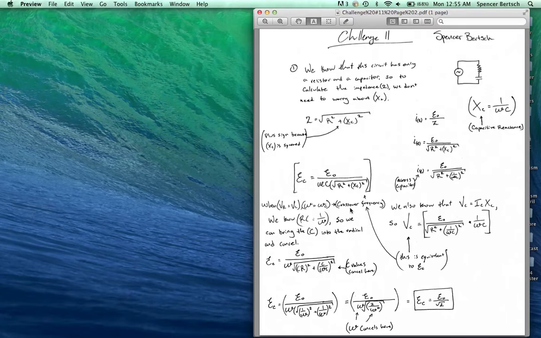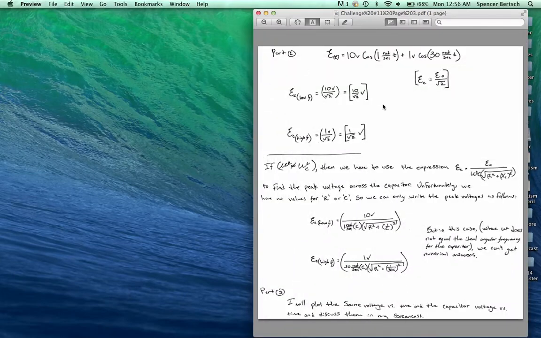Yeah. So if the frequency was something different, this wouldn't be right. But we could just plug in constant values for C or R, which we don't have, so I didn't do that. Okay, part 2.